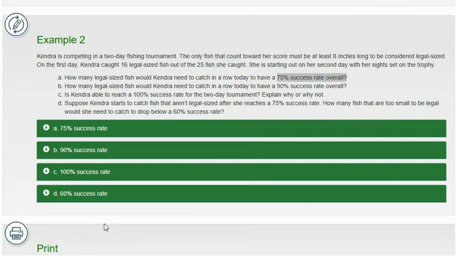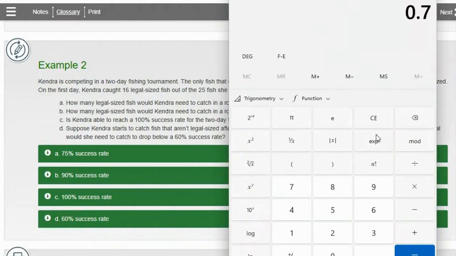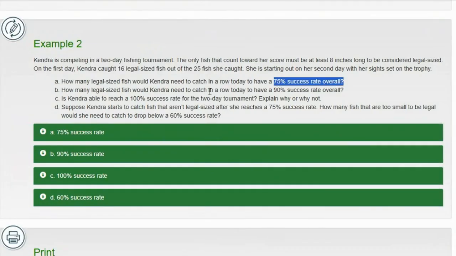Right now, 16 divided by 25. Right now, 64% of the fish she caught count. They're legal. Those are good. 64%. She wants to raise that to 75%. So see if you can set up an equation. I'm going to set up an equation on paper. I'm not going to show you yet.